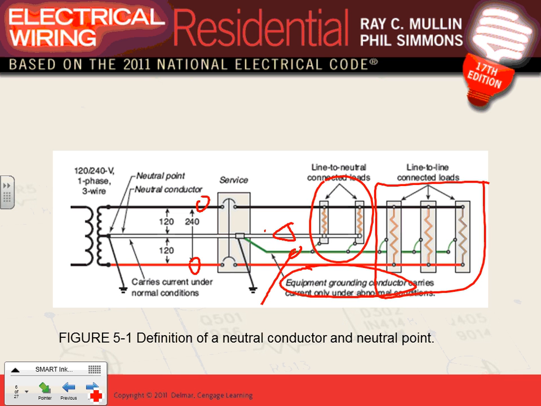And up to size 6, it has to be color coded, meaning green or bare. Larger than number 6, for the equipment grounding conductor, that green, I can use a black and re-identify it as green and make it an equipment grounding conductor. Can I have thumbs up that we know that magic number, larger than number 6, to identify it as an equipment grounding conductor? Okay.